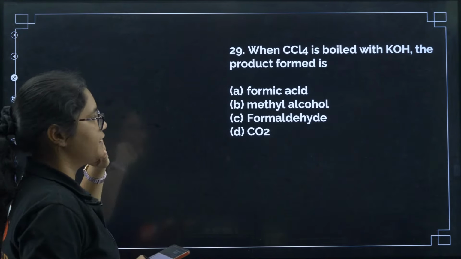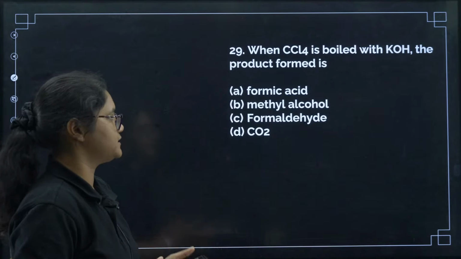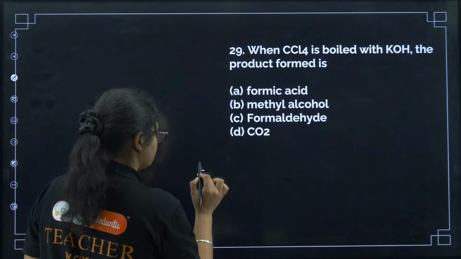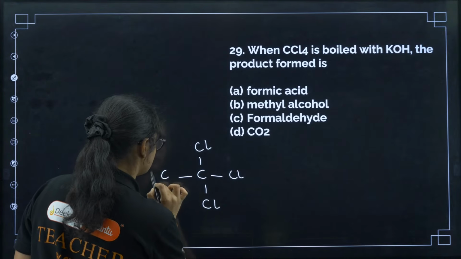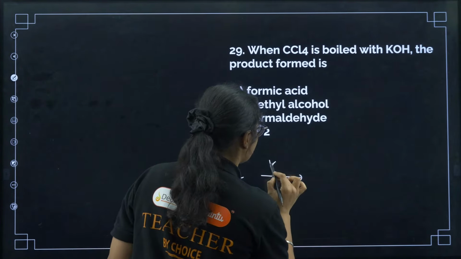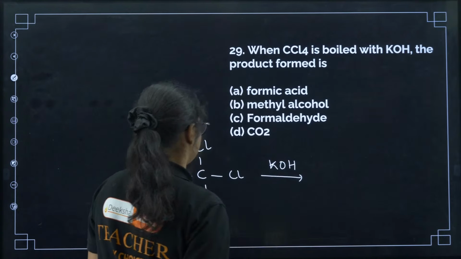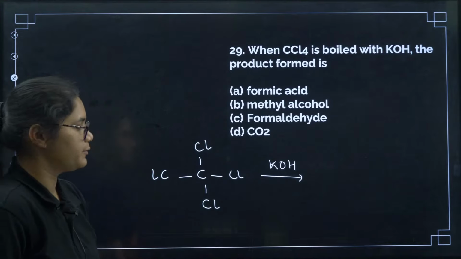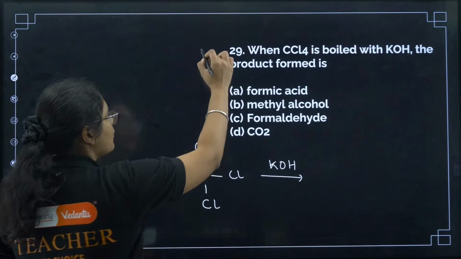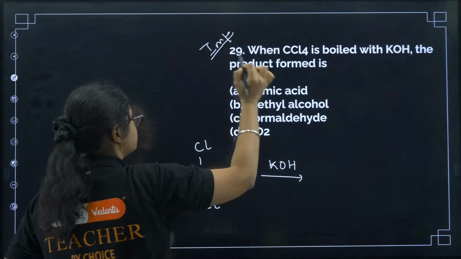Next question. When CCl4 is boiled with KOH, the product formed is. This is also a very important question. You have CCl4, okay, boiled with KOH. This is a very important question, and the second last question of this series.